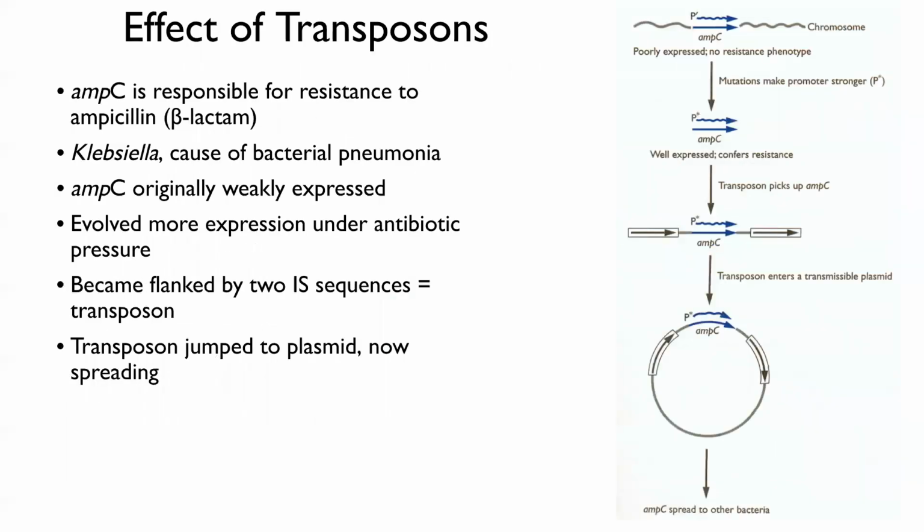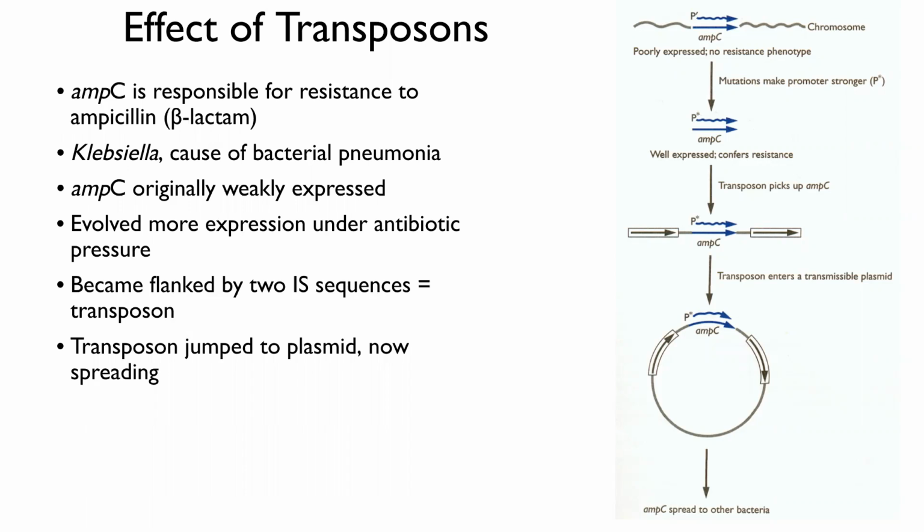And just to show you an example of the effect of transposons, we're going to talk about a bacteria called Klebsiella. It's one of the causes of bacterial pneumonia. Pneumonia is just a pretty broad classification of diseases. It's basically anything that causes a severe respiratory infection. And Klebsiella is just one of the bacteria that does it.